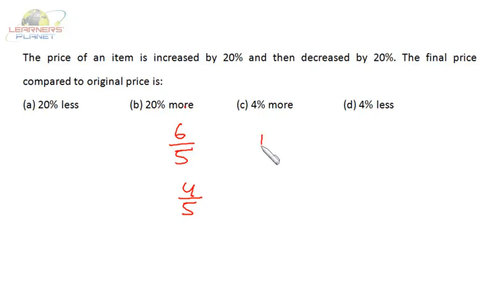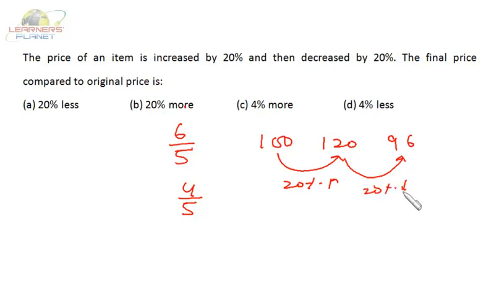It's very simple. First of all, let's take the basic value as 100. The price is increased by 20%, that means we get 120. Then this 120 is decreased by 20%. So what is 20% of 120? That is 24. That means we are going down by 24. So 120 minus 24 gives 96. So it's a 20% increase, then a 20% decrease. Finally we are reaching a 4% decrease. That is 4% less.